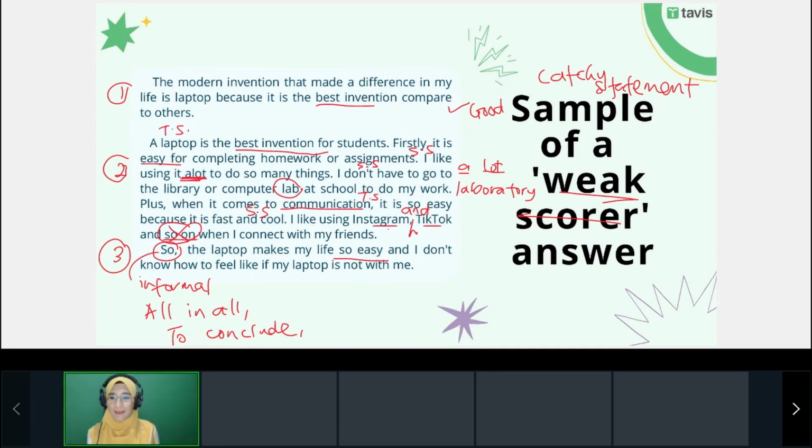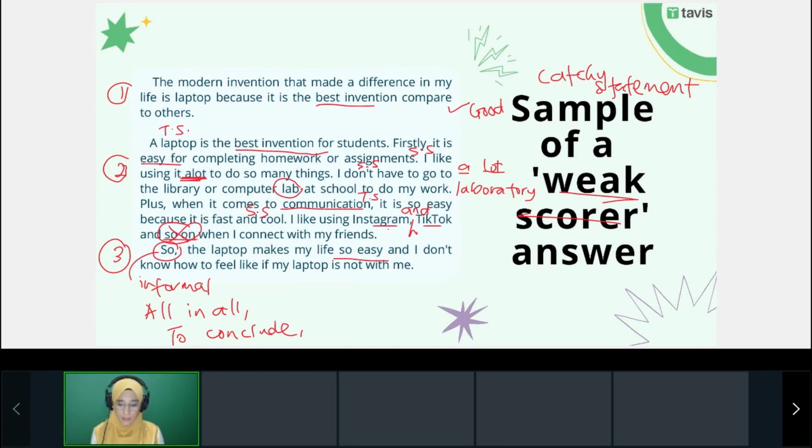Okay, hi, welcome back, everyone. I hope that you had a refreshed moment just now. Okay, so we are going to take a look at a top scorer, so how you can score really well.